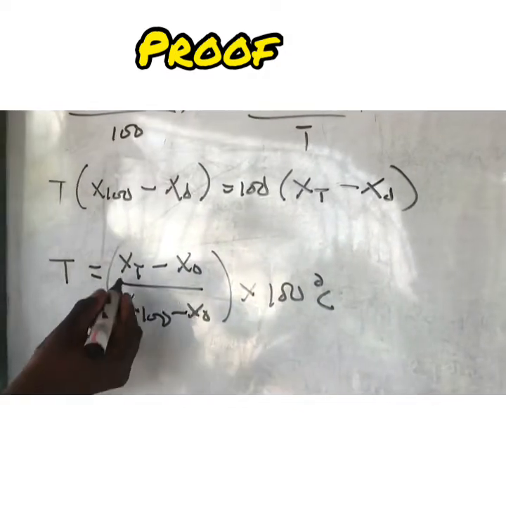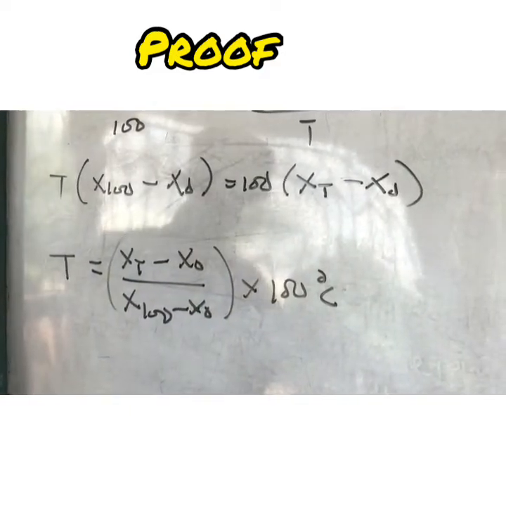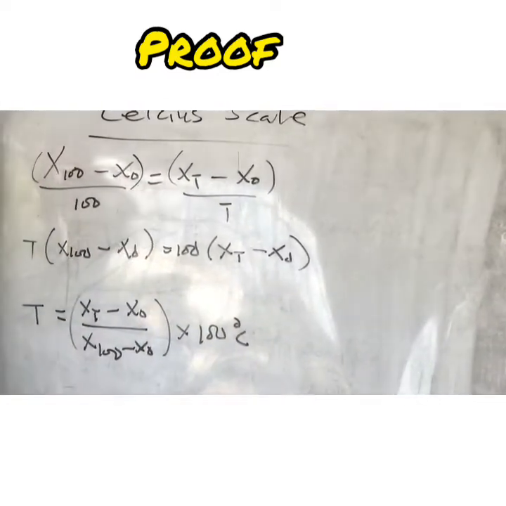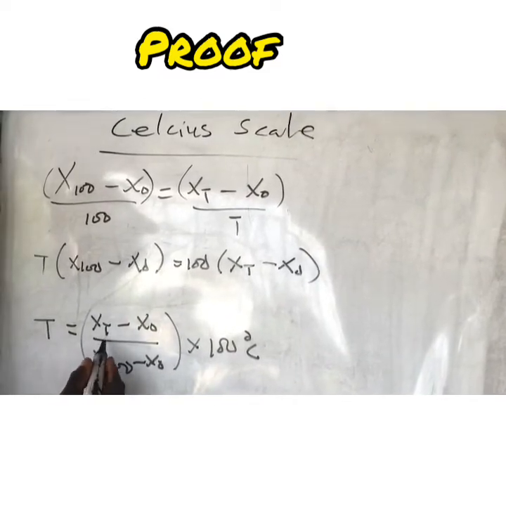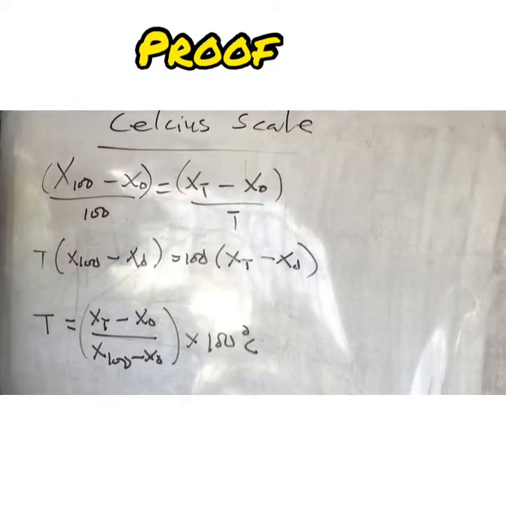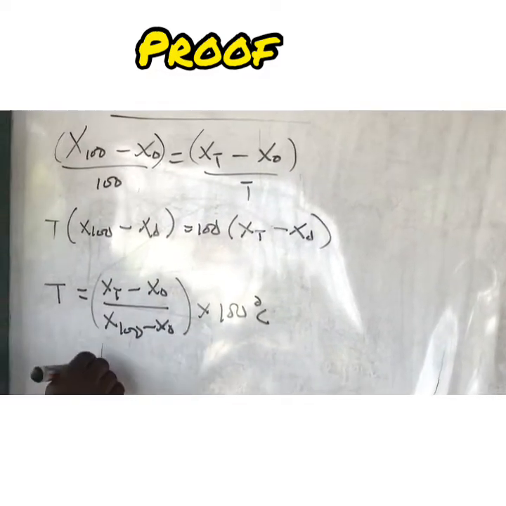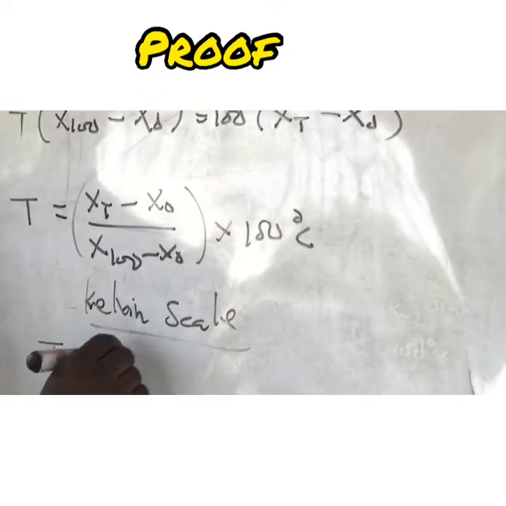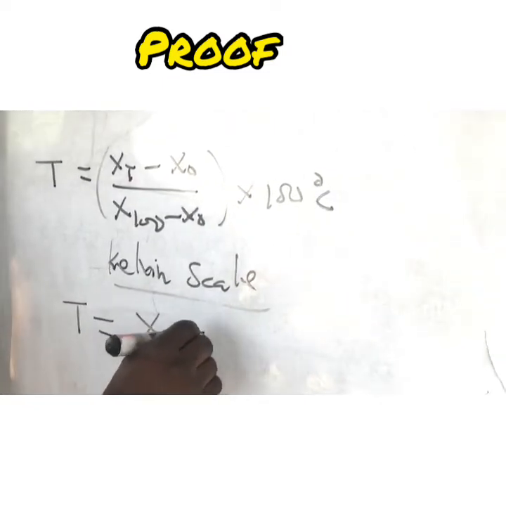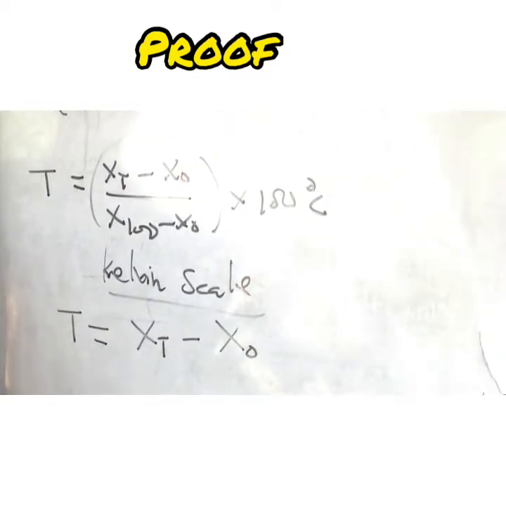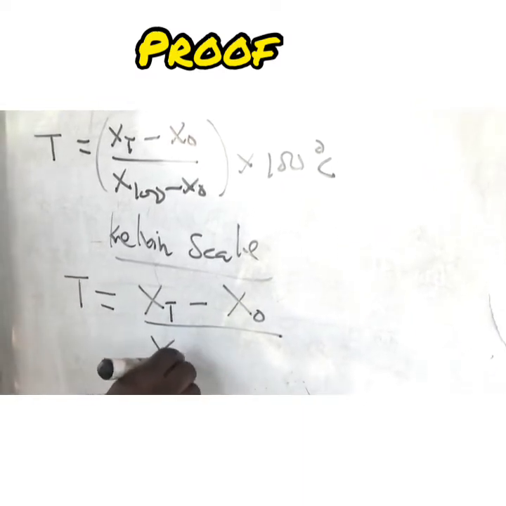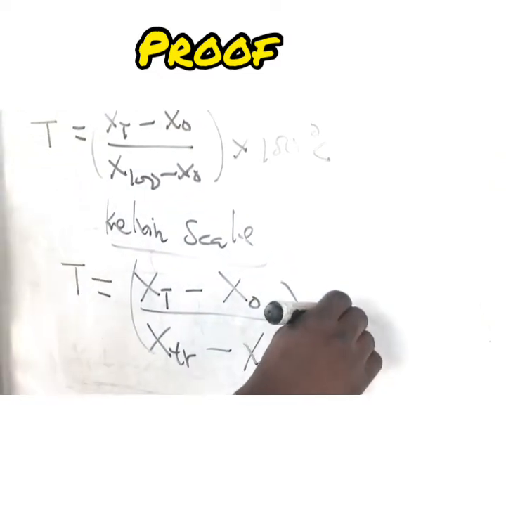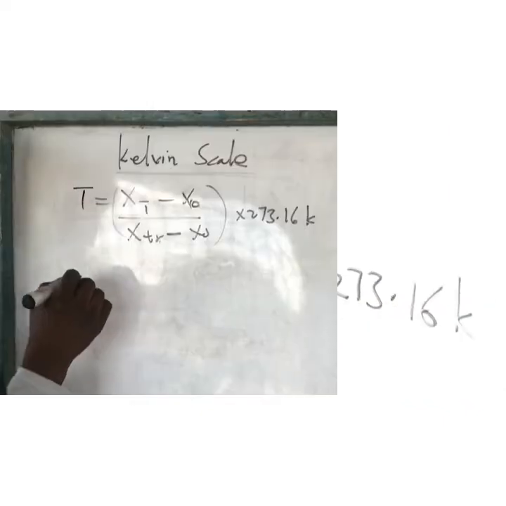So mind you, X is the thermometric property that I said. This whole thing is what we're going to write, same for the Kelvin scale, but it's just a matter of replacing the T here and the 0 here and the 100 here by certain figures. So on the Kelvin scale, the temperature will be equal to X_T minus X_0 divided by X_TR, which is the triple point, minus X_0. Then this will multiply 273.16 Kelvin.